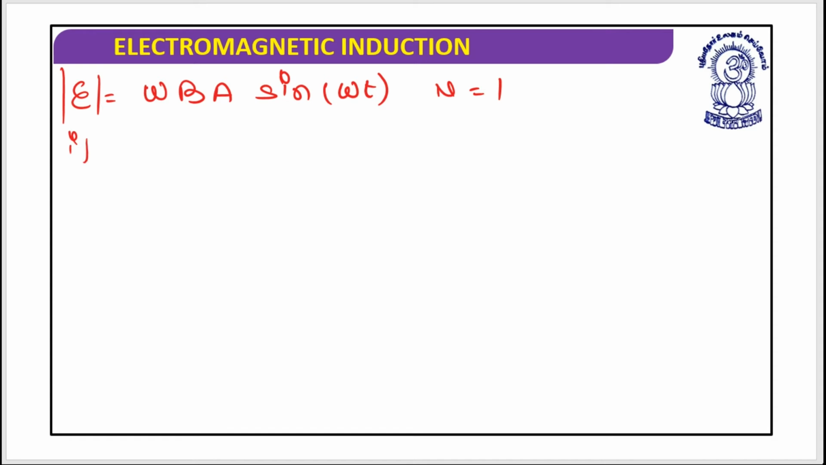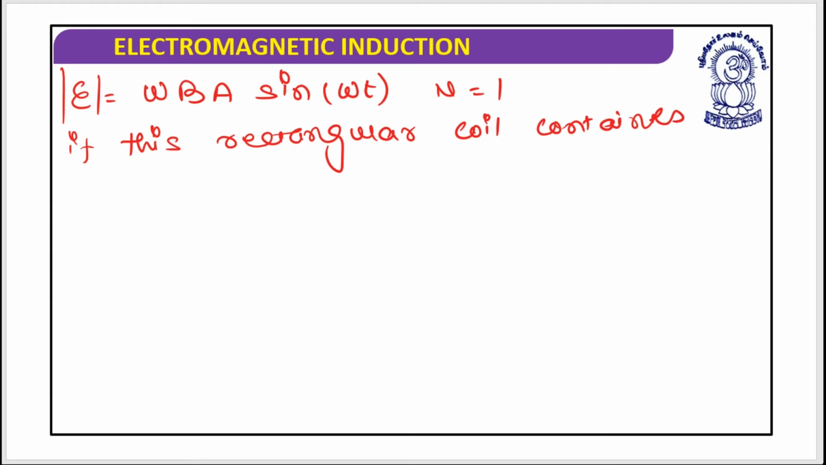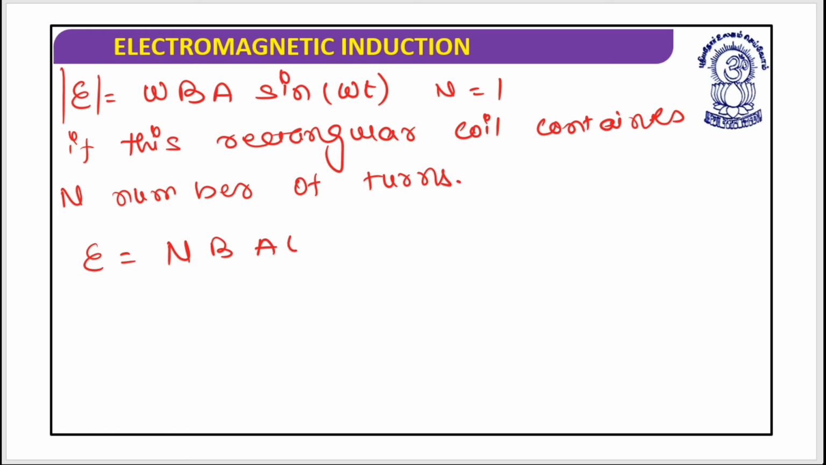But if this rectangular coil contains n number of turns, then this EMF could be written as NBA omega sine omega t. It is absolutely okay up till now. We don't have any issue with this: E is equal to NBA omega sine omega t. This is the EMF induced in this coil.